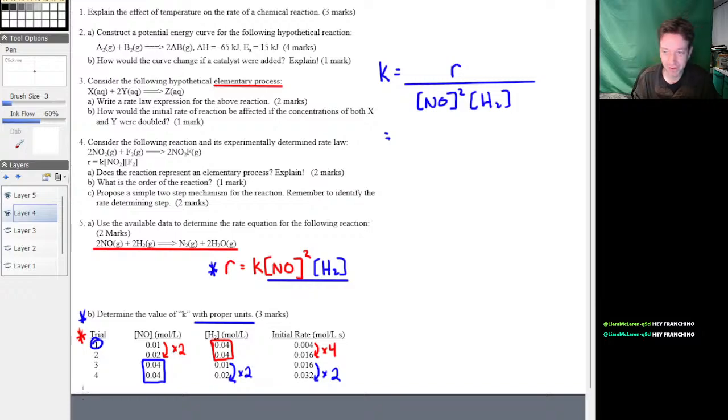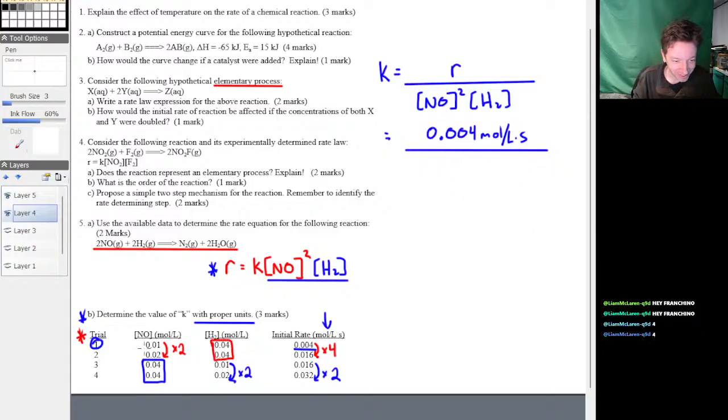Nice and simple. So the rate in trial 1 then is 0.004 moles per liter per second. So the rate is going to be 0.004 moles per liter second. Sorry, you're too slow. I've already started. And then we have the concentration of nitric oxide. That's over here. So 0.01.